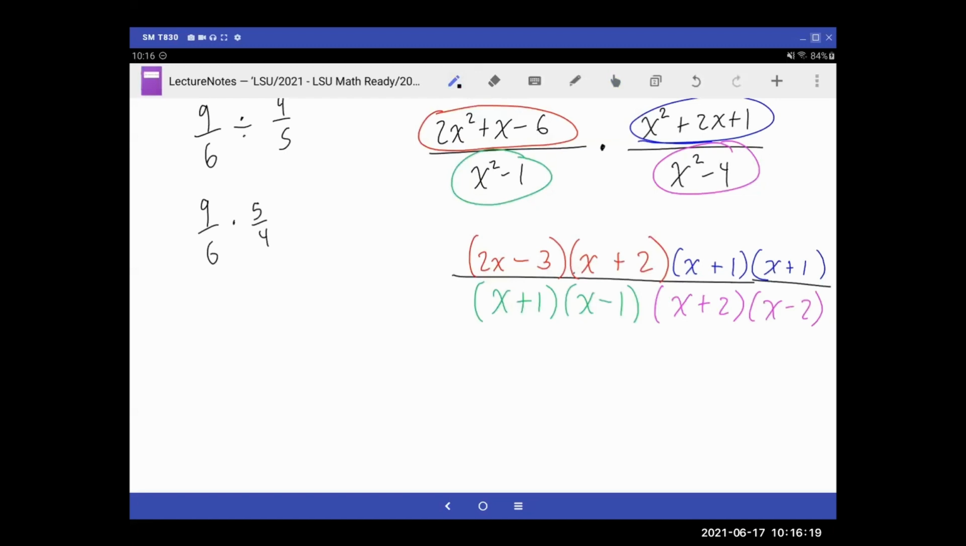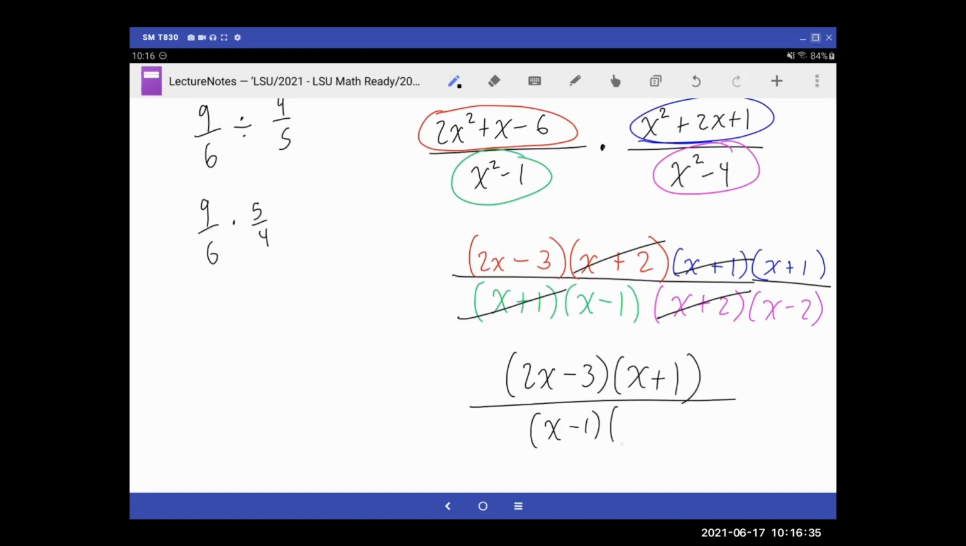I see that x plus 2 can cancel out with an x plus 2 down there. I see an x plus 1 will cancel with an x plus 1 down there. So I'm left with 2x minus 3, x plus 1, x minus 1, x minus 2.